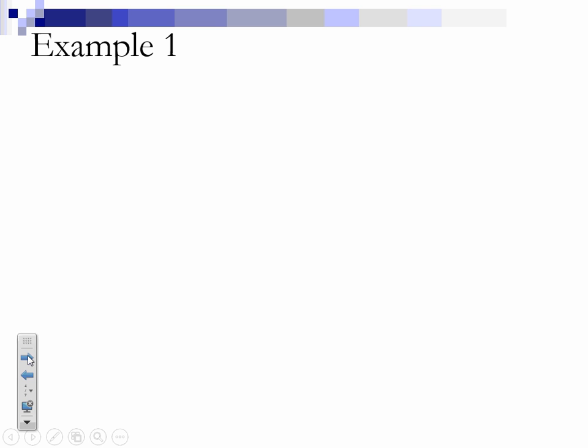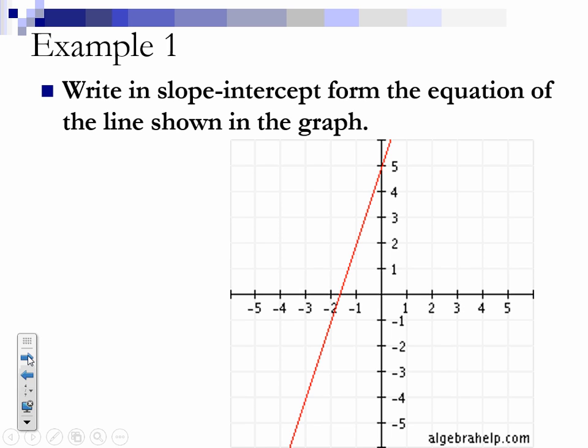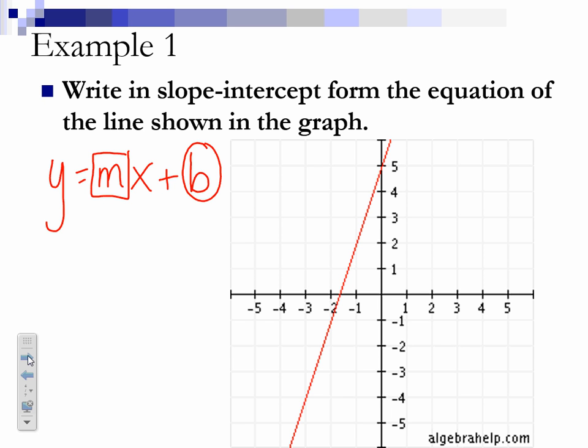Our notes today are going to involve mostly examples, so please make sure you're writing each one down. This first one starts with a picture. It says, write in slope-intercept form the equation of the line shown in the graph. Now remember that slope-intercept form starts y equals mx plus b. Within this setup, we can see the m representing the slope, and the b is the y-intercept.